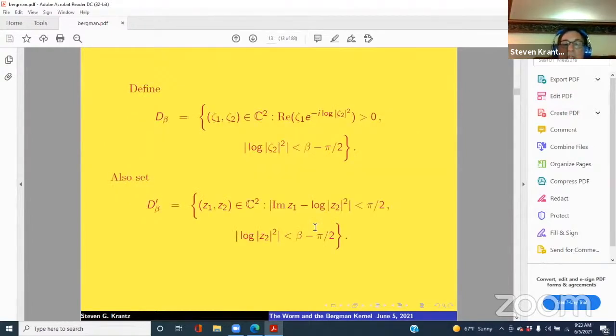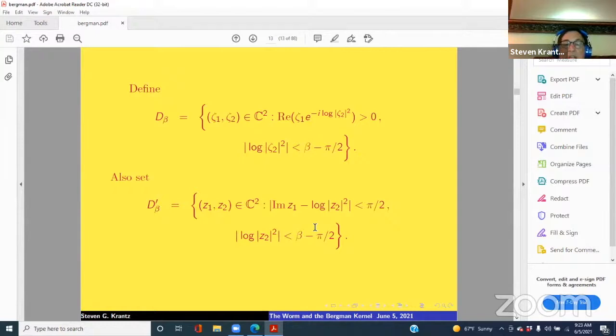D sub beta is the set of all zeta 1, zeta 2 in complex 2-space, so that the real part of zeta 1 e to the minus i log mod zeta 2 squared is positive, and the absolute value of the log of mod zeta 2 squared is less than beta minus pi over 2. And D beta prime is the set of all z1, z2 in complex 2-space, so that the imaginary part of z1 minus log mod z2 squared is less than pi over 2, and the absolute value of log mod z2 squared is less than beta minus pi over 2. So you can see these two definitions are not terribly different.